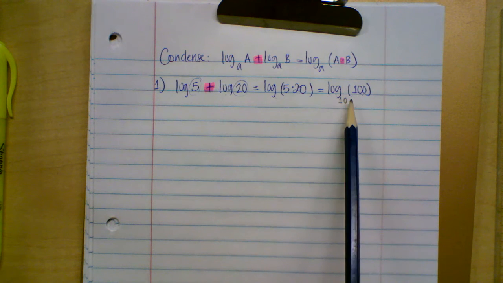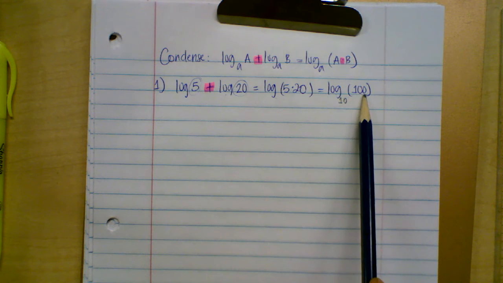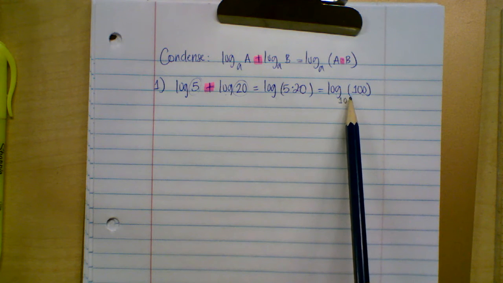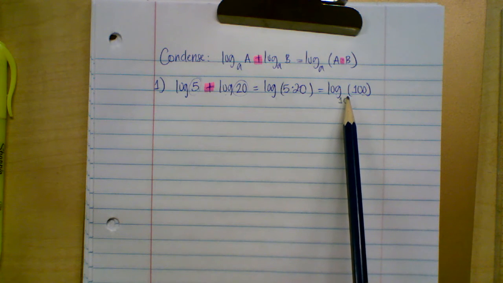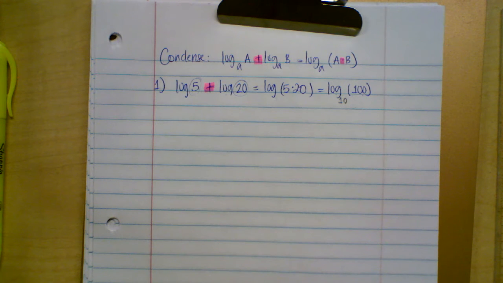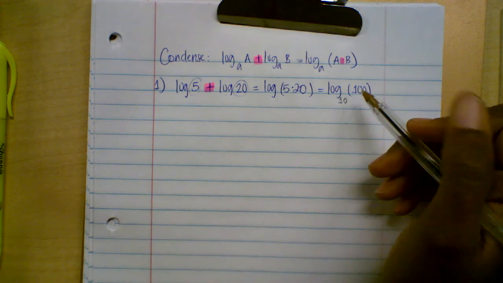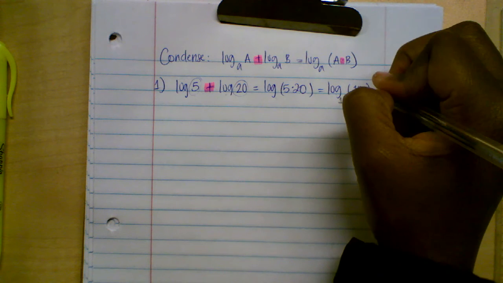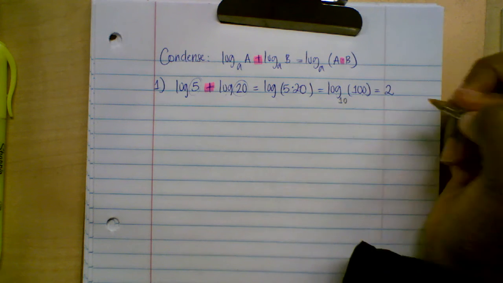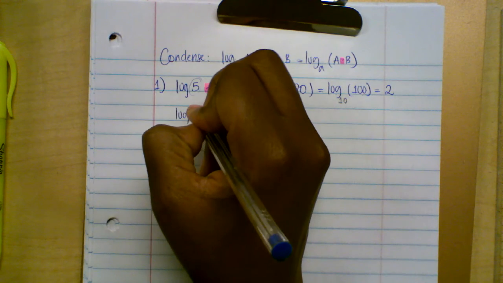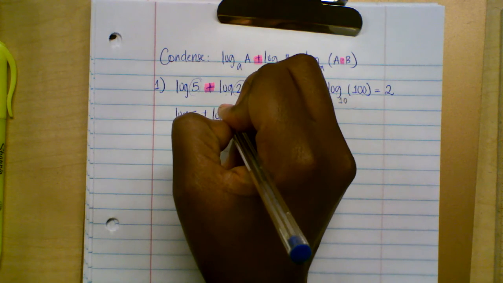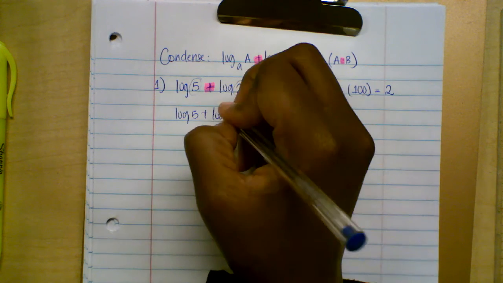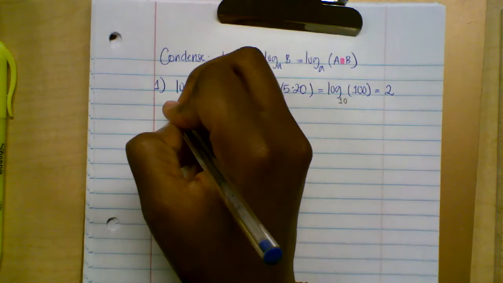So what exponent would you give to the base 10 so that the answer is 100? The exponent needs to be 2, because 10 squared gives us 100. So the answer is going to be equal to 2. So that's your final answer: the common log of 5 plus the common log of 20 is equal to 2.